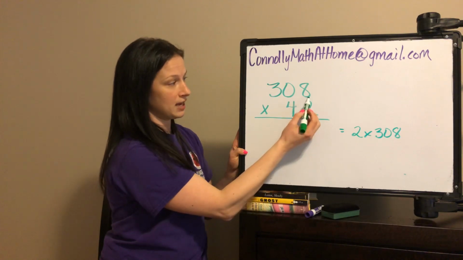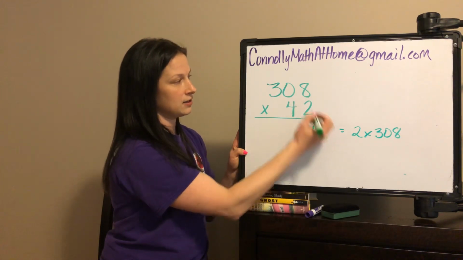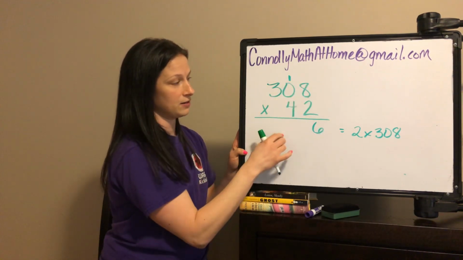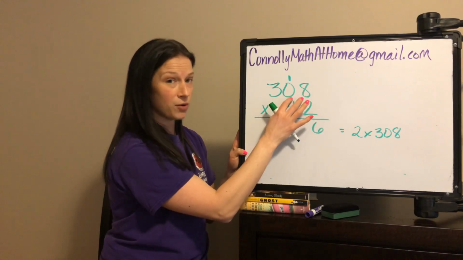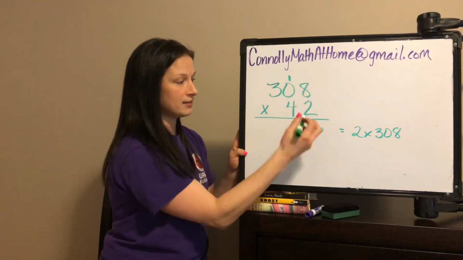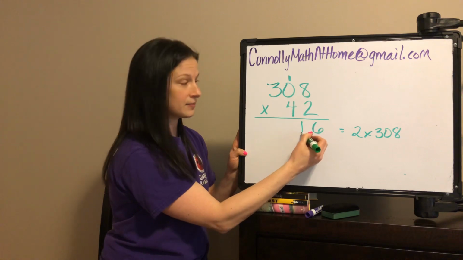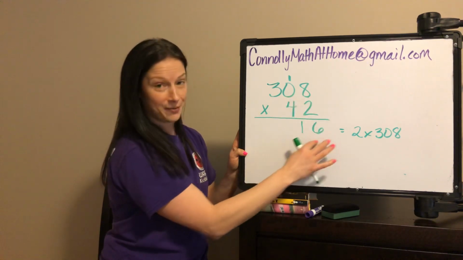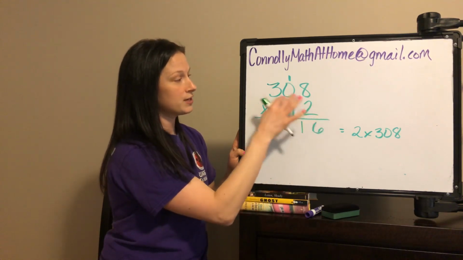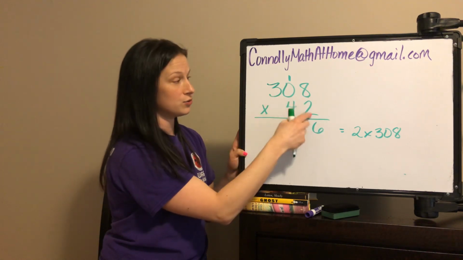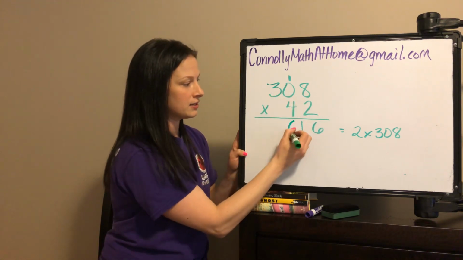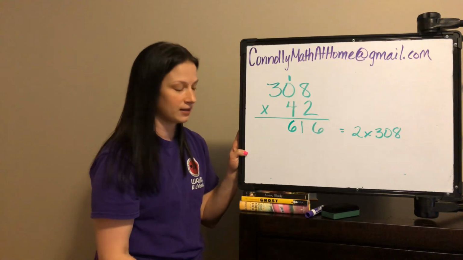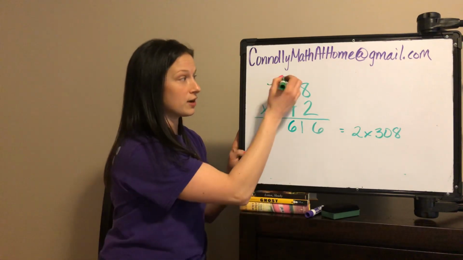Okay, so 2 times 8 is 16. You carry the group of 10 up here. 2 times 0 is 0, plus 1 group of 10, 16. Well, it was 1, but now we have 16. And then 2 times 300, 2 times 3 is 600. So we're going there. Okay, not negotiable, cross this off.